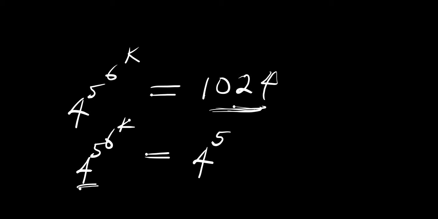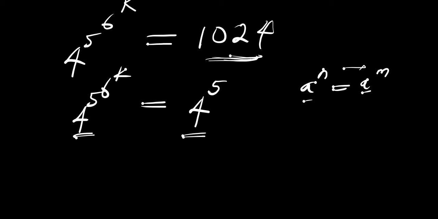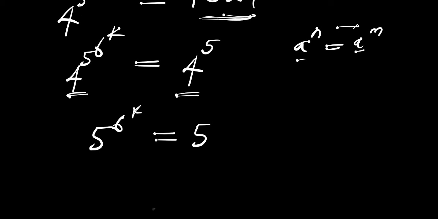Now, we have 4 here, we have 4 here. The bases are the same. Remember, if you have a power n equals a power m, the bases are the same, you compare the exponents. So, we are going to have 5 power 6 power k, and this equals 5. Have you seen that? Now, we can as well raise this 5 to the power of 1, because 5 power 1 is the same thing as 5. So, the bases are the same again, we compare the exponent. We have 6 power k equals 1.